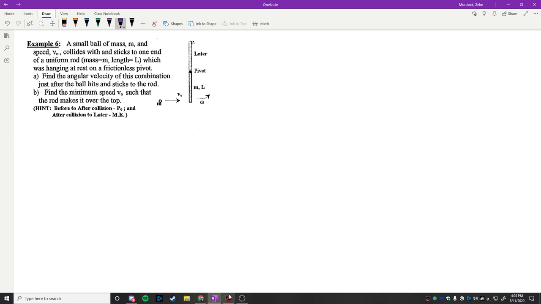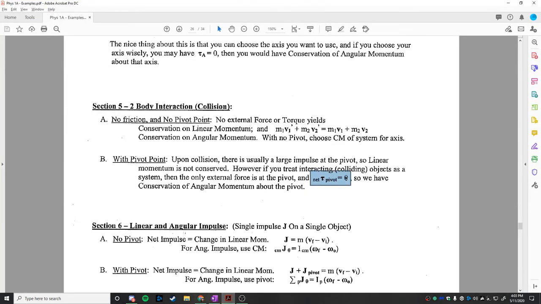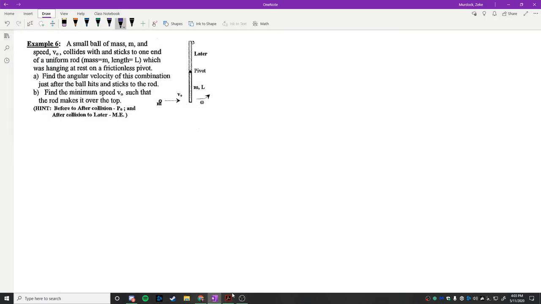As was said in this little document right here, net torque about the pivot is zero, which means we have conservation of angular momentum, yeah? So that's what we're going to use here. I'm going to draw a second picture. It's kind of already drawn here, but our initial state is right here, just the ball moving. And when the ball sticks right here, that's our final state, okay? More like an intermediary state, but these are our two steps right here. And we're going to say that the initial angular momentum of the ball should be equal to the final angular momentum of the system.